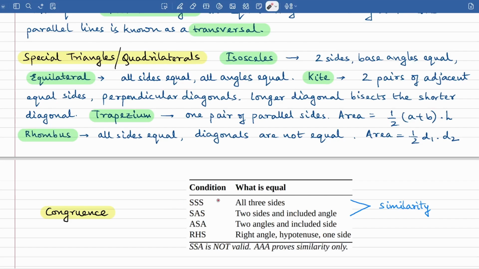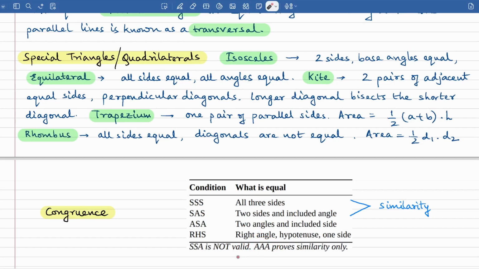For similarity, triple S will devolve into the proportionality and not the equality. When we are talking about triple S in similarity, that means all three sides are proportional to each other. For SAS, it would mean two sides are proportional to each other and the angle between them is equal. When we are looking into AAA, that means all three angles are equal to each other.